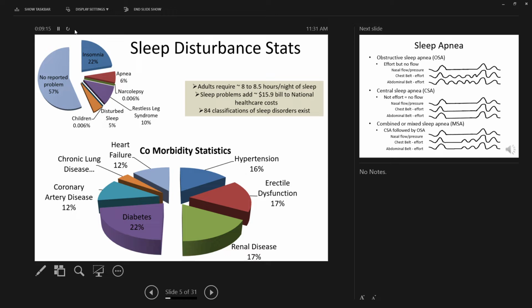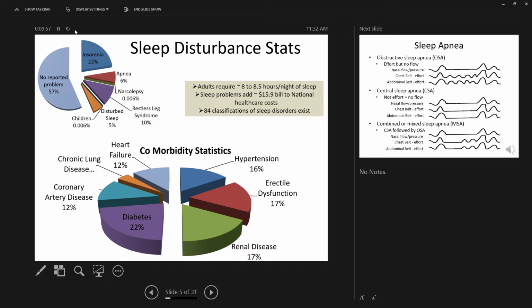Now, along with sleep disturbances or sleep problems comes comorbidity issues, and these are the statistics that are associated with comorbidity with sleep apneas or sleep disturbances. And most people that do have sleep disturbances, specifically sleep apnea, they also have heart failure or chronic lung disease, hypertension, coronary artery disease like atherosclerosis, diabetes, renal disease, and erectile dysfunction. All of these are related to inflammation, oxidative stress that alter metabolic function.